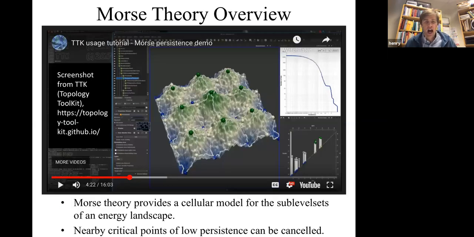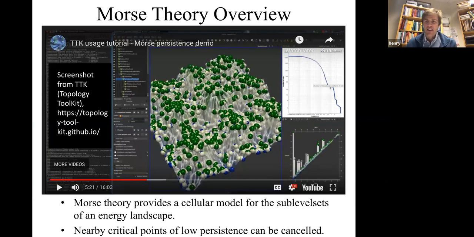All right, so let me give you a high level view of Morse theory. This is a screenshot of the TTK software package. TTK stands for the Topology Toolkit. It's very nice software. You see here we have this real valued function defined on the square. And in green, white, and blue, we have identified the local maxima, saddle points, and minima of this function. This function is actually rougher than it looks in this picture. If we labeled all of the local maxima, saddle points, and minima, we would have a much more complicated picture.